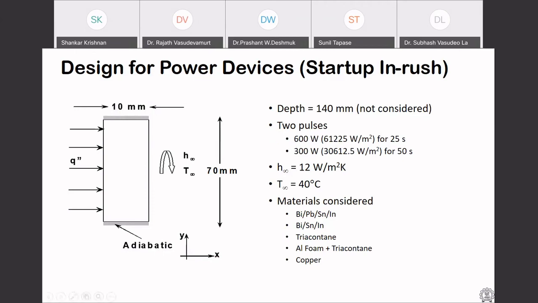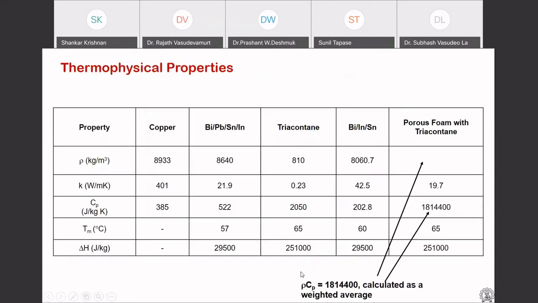So we used aluminum foam, the stochastic foam that I just discussed in the heatsink part. The stochastic foam was used as a means of improving the thermal conductivity of the triacontane. And so that is the other option, with the baseline material being copper. So these are the properties. Copper is used only as a heat spreader. So we wanted to replace this copper with this phase change material.